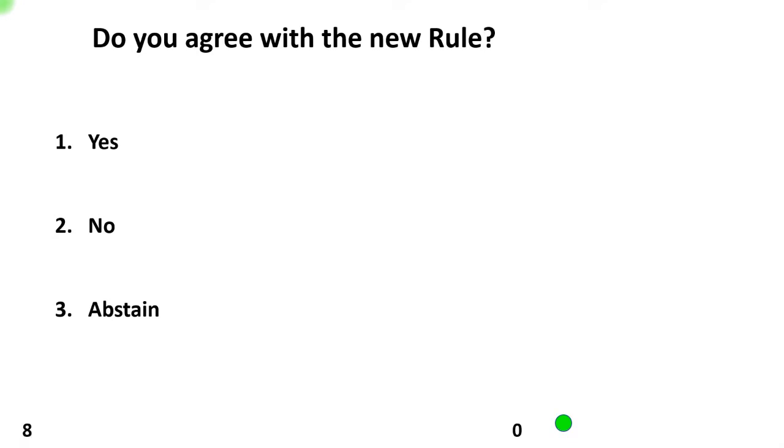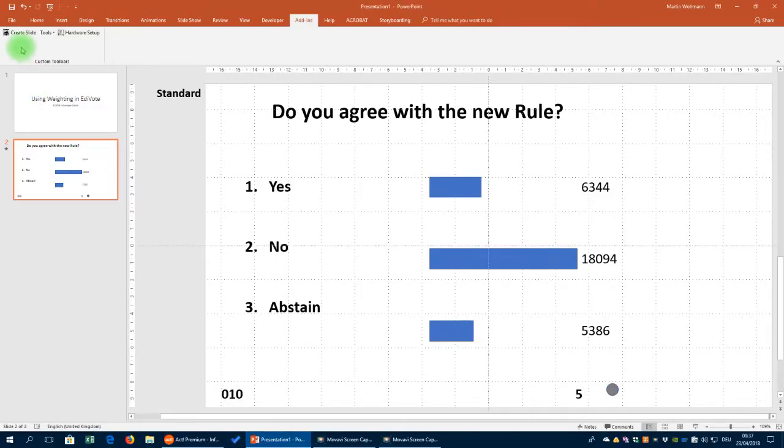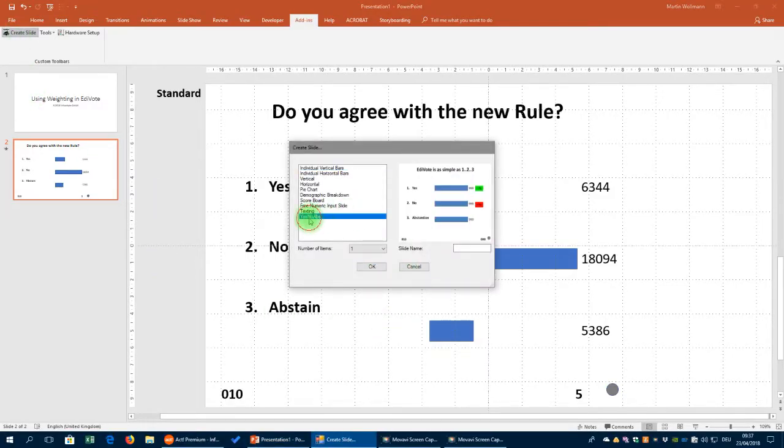I'm going to vote here for yes, yes, no, no, and abstain. I have my 5 votes in, and I'm going to see my weighting, my weighted votes. If I press F7, I'm going to normalize it to 100%. This can also be used if you use the yes no abstain slide that has been built into EdiVote.